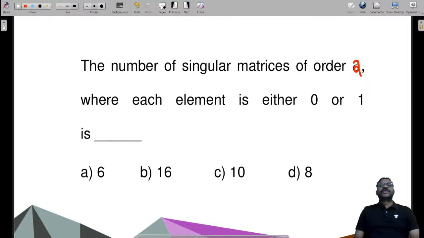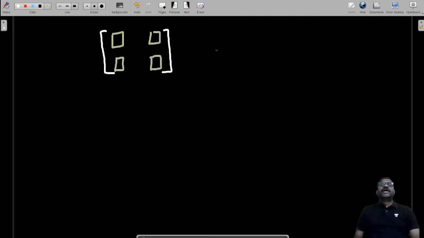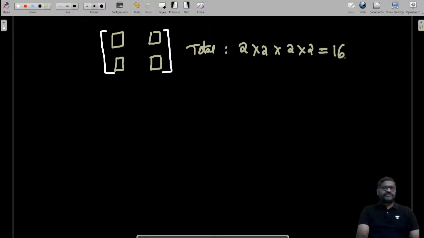Now observe. 2 cross 2 matrices means there are 4 blank places. Every blank place can be filled with either 0 or 1. That's why 2 into 2 into 2 into 2. Total 16. Okay?